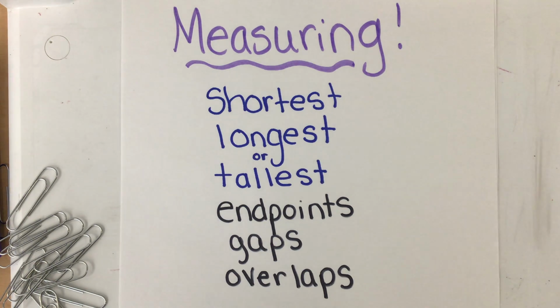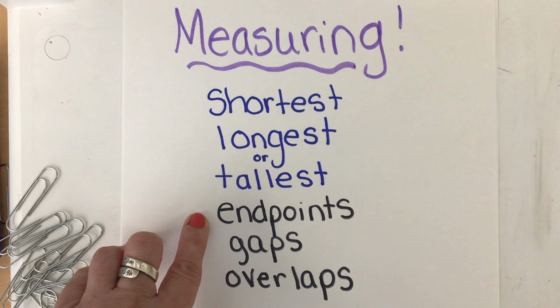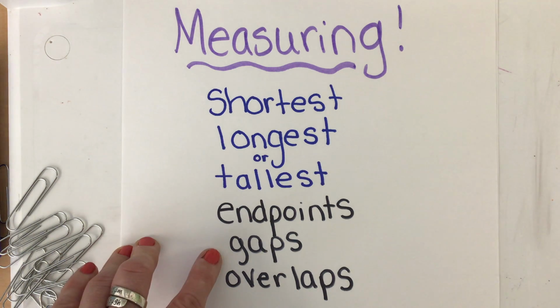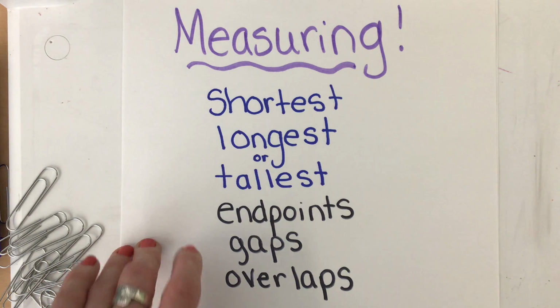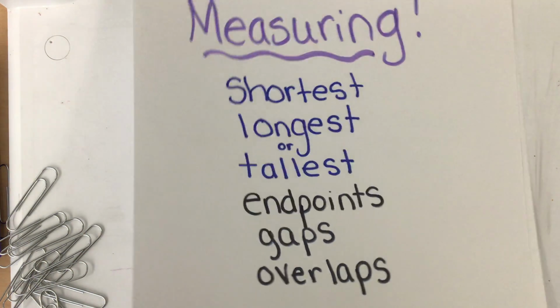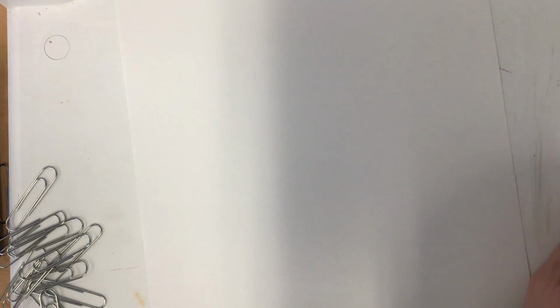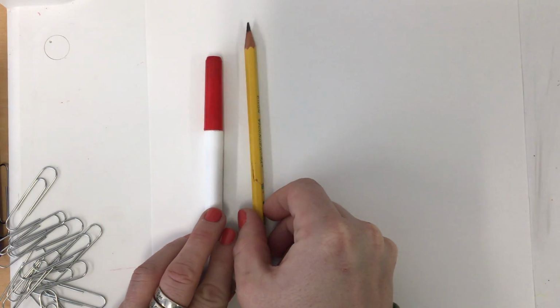Your other words that have to do with measuring that are very important are, echo me, endpoints, gaps, overlaps. So I will talk more about these three vocab words when we get into some practice measuring. So let's take this away and let's compare some different writing tools.